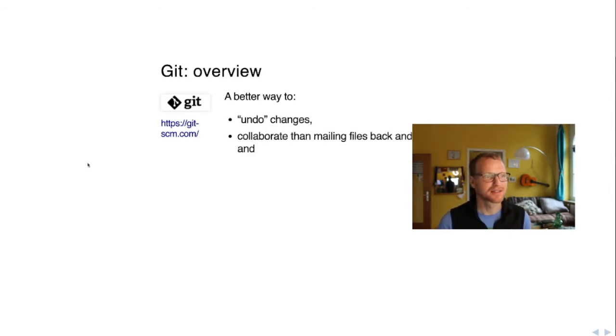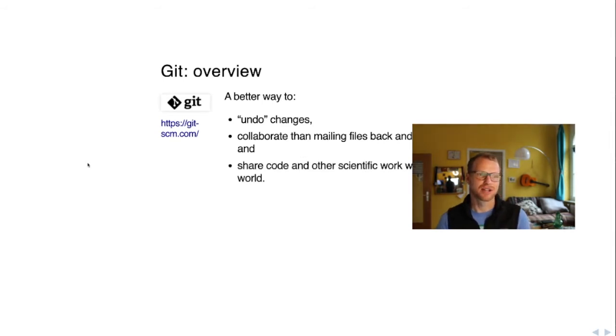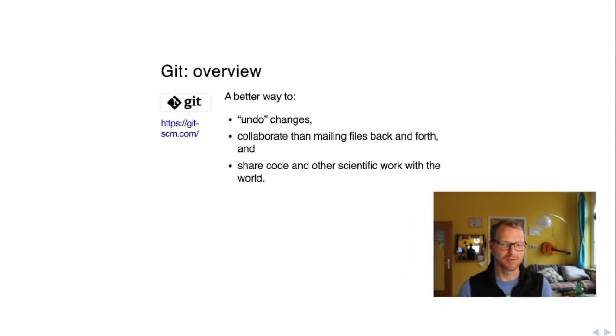So the Git overview. Git, as I said, is more or less the language. Here again is a website you can visit to learn more, git-scm.com. Git is a better way to undo changes and to collaborate than mailing those files back and forth, and to share code and other scientific work with the world, that is, to link people even outside of your group to the repositories that you create.